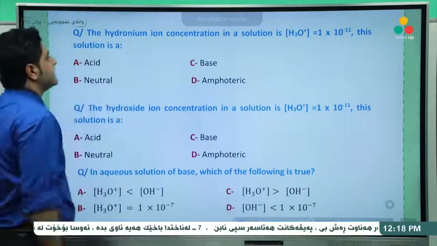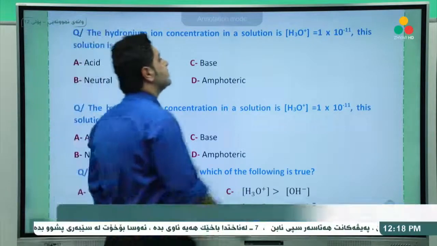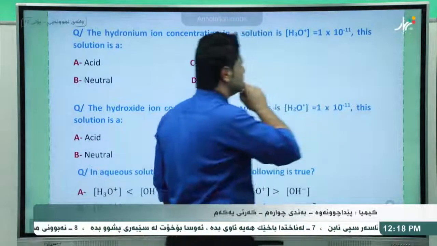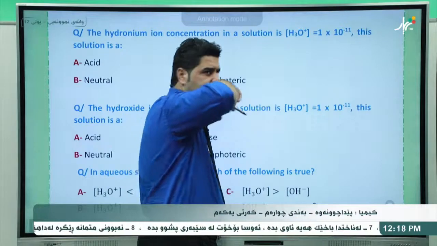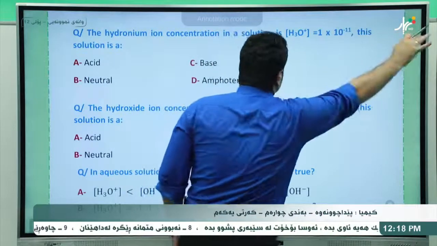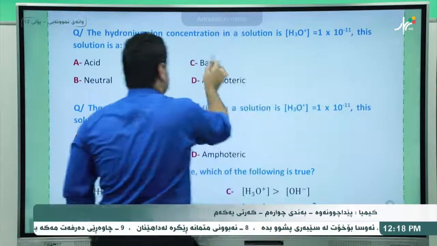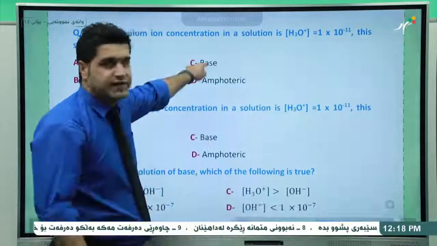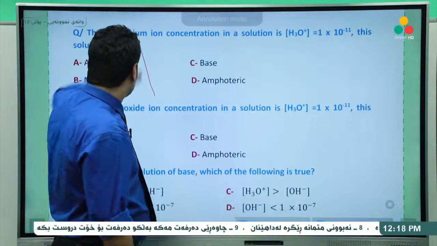The hydronium ion concentration in the solution is equal to 1 times 10 to the negative 11. Oh, 1 times 10 to the negative 11 locates to the right side, so it's base. We are sure that it's base. Okay?